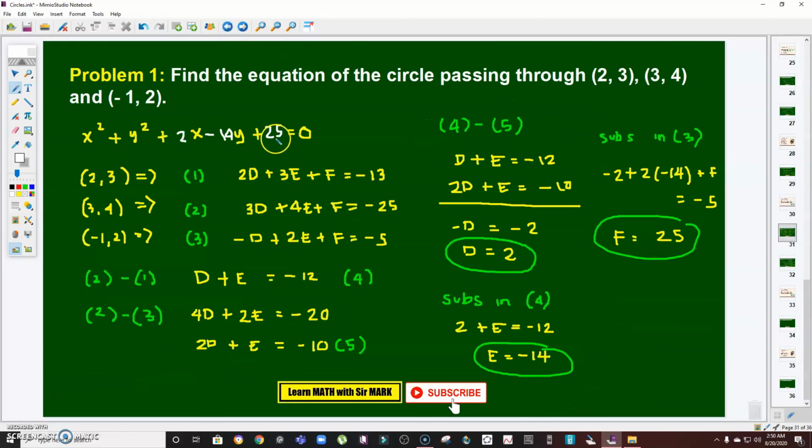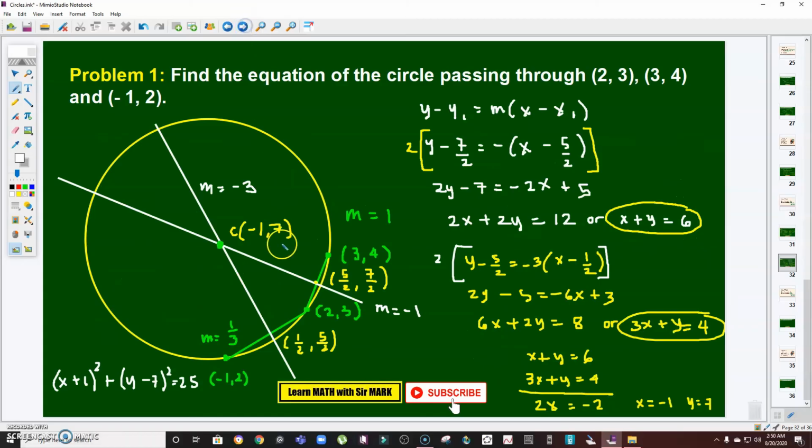And lastly, to get the radius, that's the square root of 1 plus 49 minus 25. So 50 minus 25 is 25. The square root of 25, the radius is 5. So therefore, they are the same. See that?